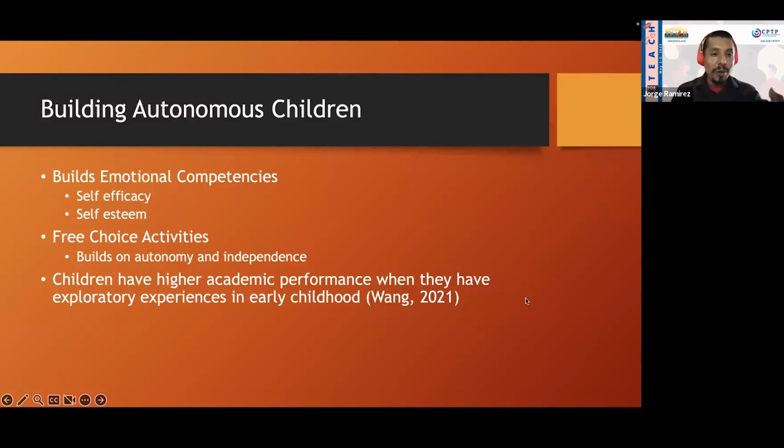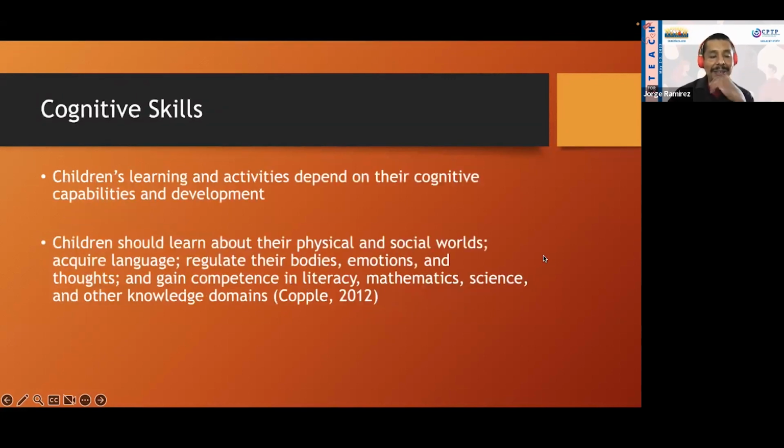How does this tie up into what we want children to do long-term? Well, children have higher academic performance when they have exploratory experiences in early childhood education. If you're going to take a picture of anything, take a picture of that and wrap your mind around that. Children have higher academic performance when they have exploratory experiences in early childhood. What better way? When you allow children to explore, it's perfectly embedded of developmentally appropriate practices.